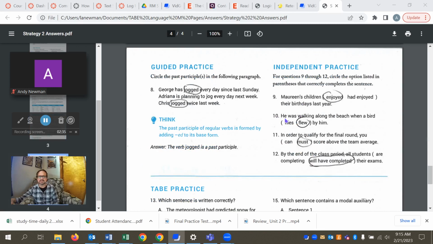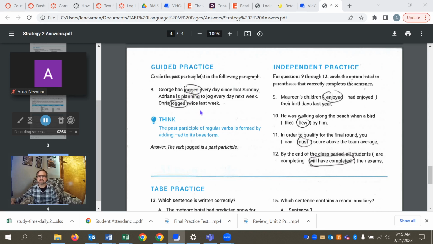All right, going down to some verb tense exercises here. In our guided practice, we were to circle the past participles, and in both cases it's "jogged." "Has jogged," we have present perfect tense here. "Chris jogged," we just have regular past tense. But in both cases, we consider the past form a past participle.